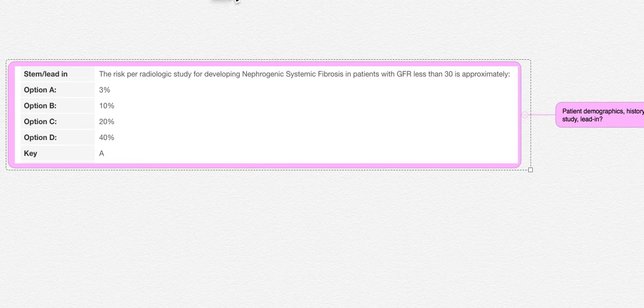Here's an example of a nonlinear question. The risk per radiological study for developing NSF with patients GFR less than 30 is approximately. There's a couple of issues with this. One, it doesn't end as a question. And the other is that the test taker has to go back to this after reading this to be able to understand the question. So we can alter this order around so it's much easier for the test taker.